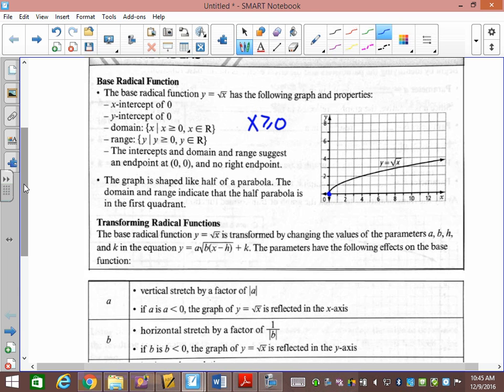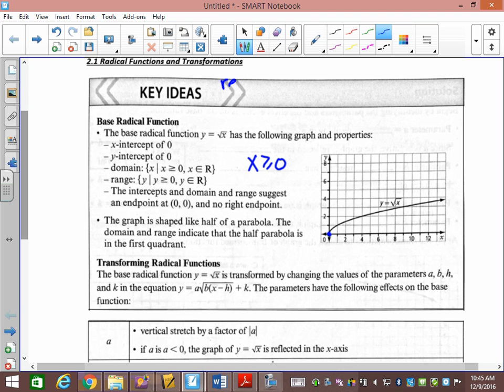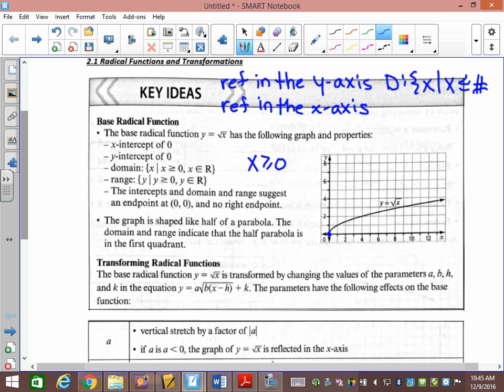You might want to write this as a little side note. Reflection in the y-axis, your domain becomes x such that x is less than or equal to whatever the value is, a number of some sort. You have to figure that out. If you have a reflection in the x-axis, your range is going to change to y such that y is less than or equal to a number. Okay?